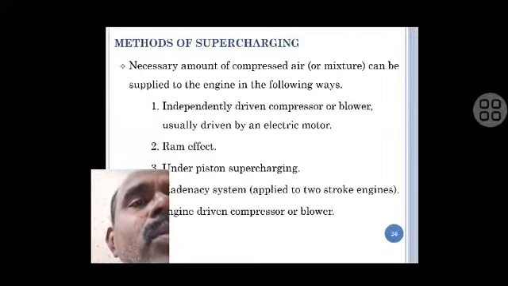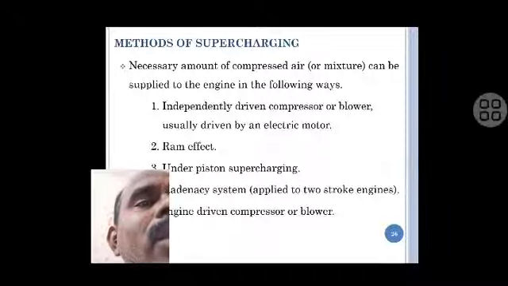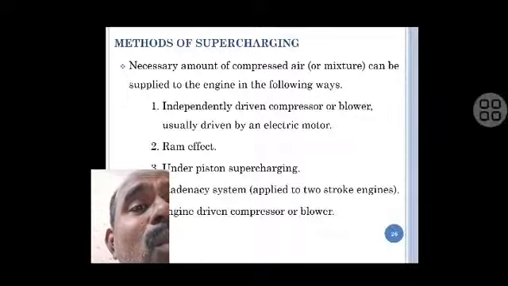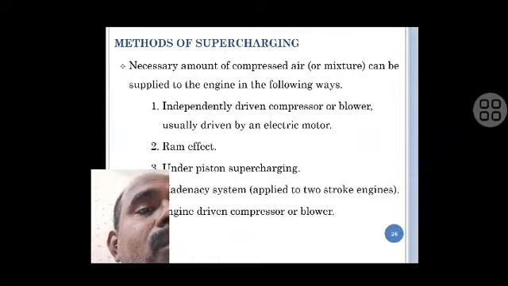Methods of supercharging. The necessary amount of compressed air can be supplied to the engine by an independently driven compressor or blower driven by an electric motor, or by ram effect. Under-piston supercharging is applied to two-stroke engines, with air given by a compressor or blower.